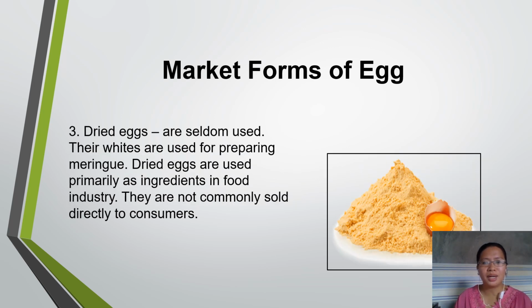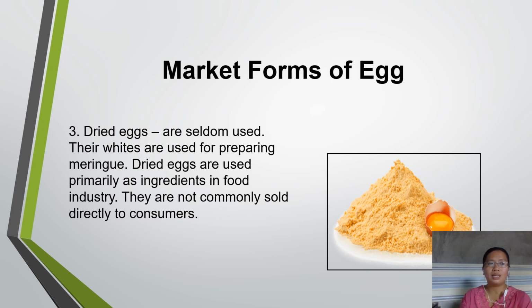Next, the third market form is dried eggs. Are seldom used. Their whites are used for preparing meringue. Dried eggs are used primarily as ingredients in food industry. They are not commonly sold directly to consumers. Ayan. So, very clear, hindi tayo nakakabili ng basta-basta ng mga dried eggs. So, hindi yan masyadong hinahanap dito sa market.